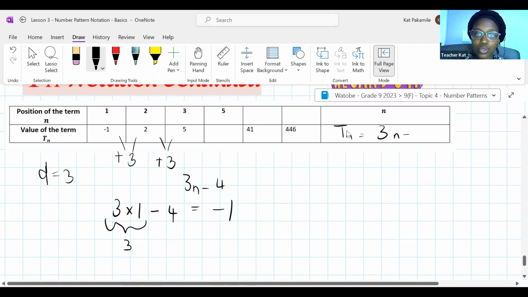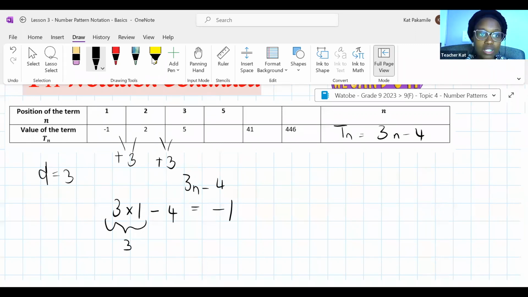So I know the 5 one is easy. We can all do it. Let's talk about these 2 over here. Guys, if 41 is the value of the term, where do we substitute it in our formula? The 41 is the value. Remember in the beginning we had a little glossary? So if I say Tn equals 3n minus 4, and I'm telling you that 41 is the value of a term, where do I put 41?